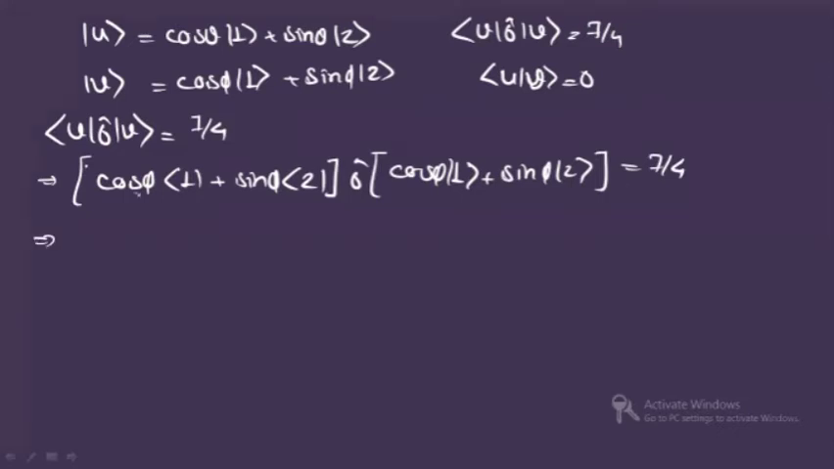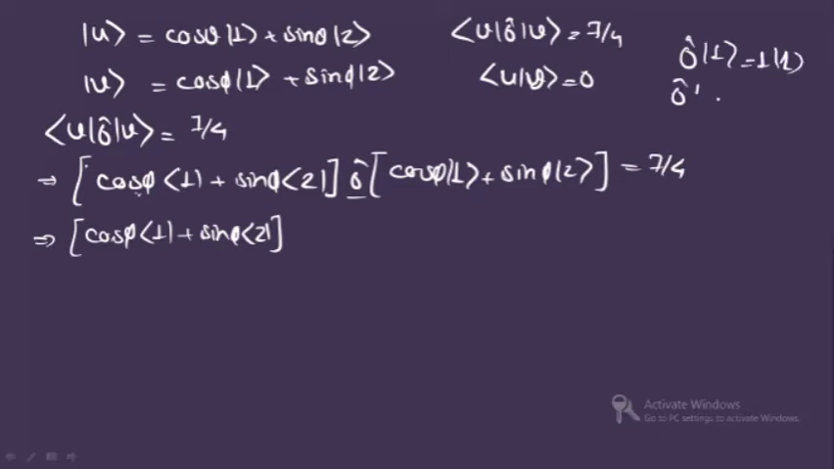Alright, so now what will be there? This term will be as it is. The first bracket term will be as it is, cos phi |1> plus sin phi |2>. This is as it is. Now you see, when this operator operates on this state |1>, what we were having was 1, and for this the eigenvalue given was 2, right?